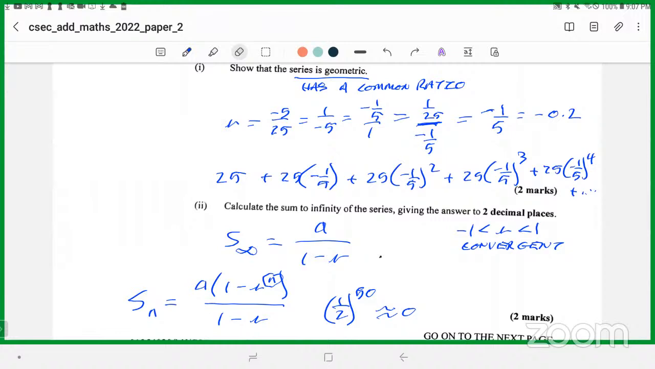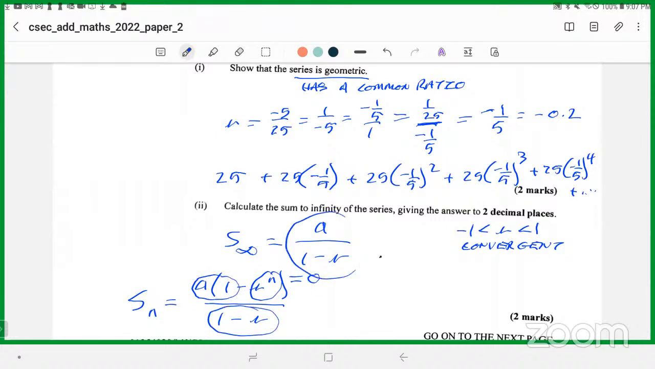A fraction raised to a large power is like multiplying a half 50 times, so it approximates to 0. What does that mean? This term right here is approximating to 0. And if that becomes 0, you're left with a times 1 over 1 minus r, and that's how it comes to be the formula for the sum to infinity.